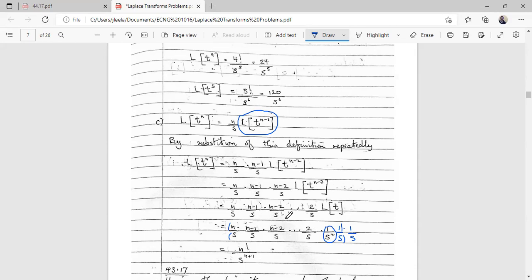So that is n factorial. And then this will be s to the power n. And then you have an additional s here. So that will be s to the n plus 1. Right? So I hope that makes it a little easier for you so you could see it clearly. Right?